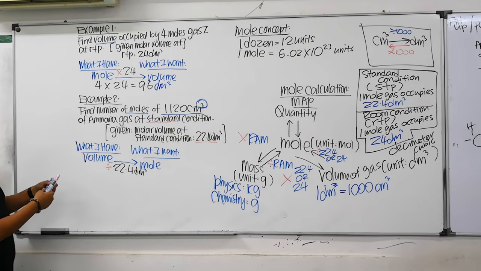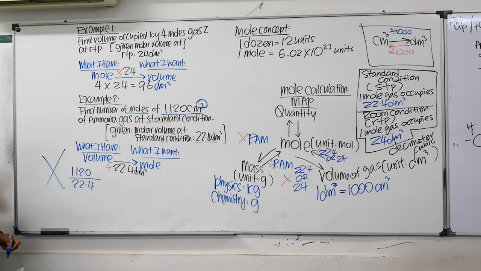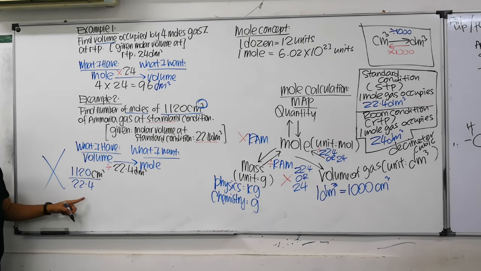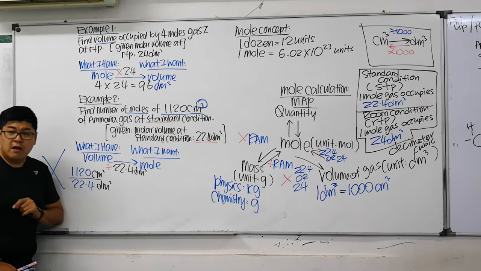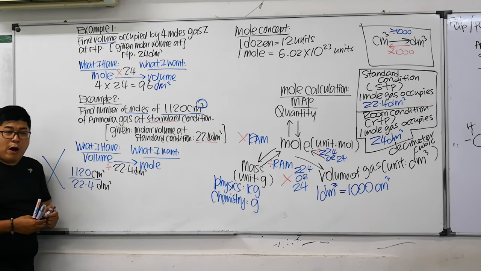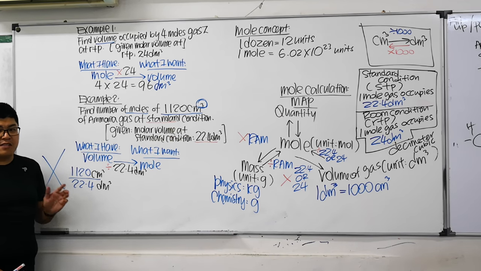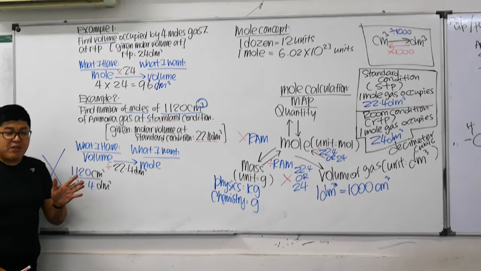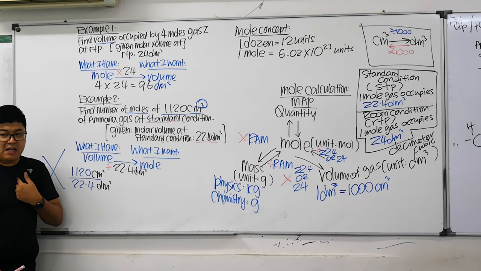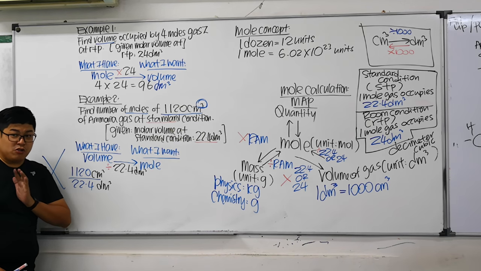Now follow me please. What is my volume? 1120 divided by 22.4. Many people do this and you are wrong. Why? The 1120 is CM3. The 22.4 is DM3. You have irregular units. Understand? Cannot do. The unit is not the same. One is CM3, one is DM3. Understand or not? So your job is to change everything to CM3 or everything to DM3. Up to your personal preference. You can make everything DM3 or everything CM3. My personal preference, I love everything in CM3, not necessarily yours.